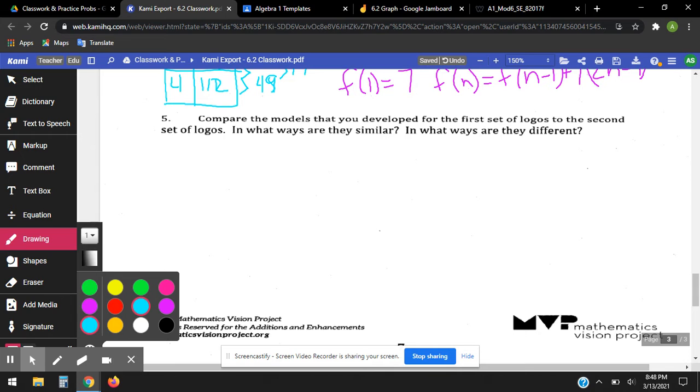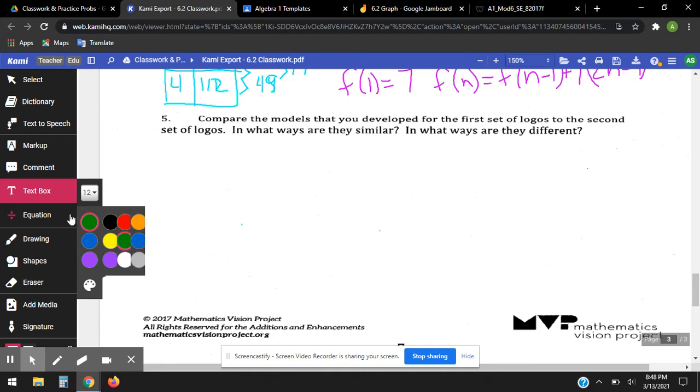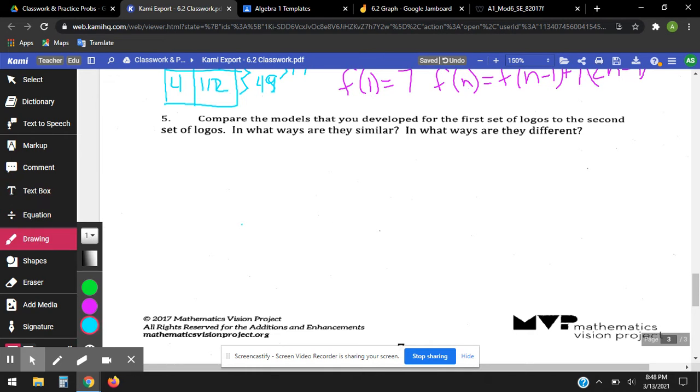So here's where we're going to set up a table so that we can see how these are comparable. So we know what we're comparing here. I'm going to go ahead and, you know what, let me draw a table.